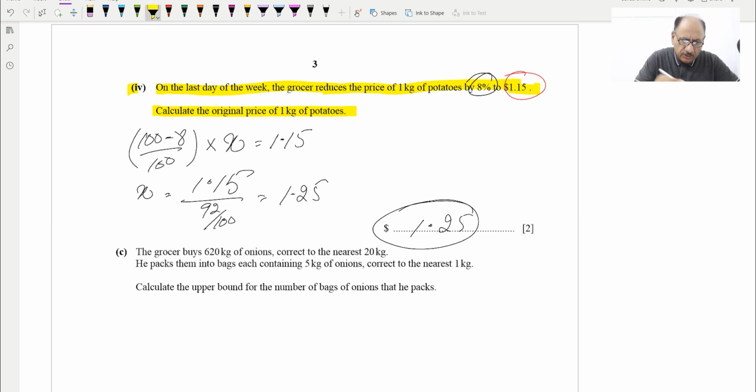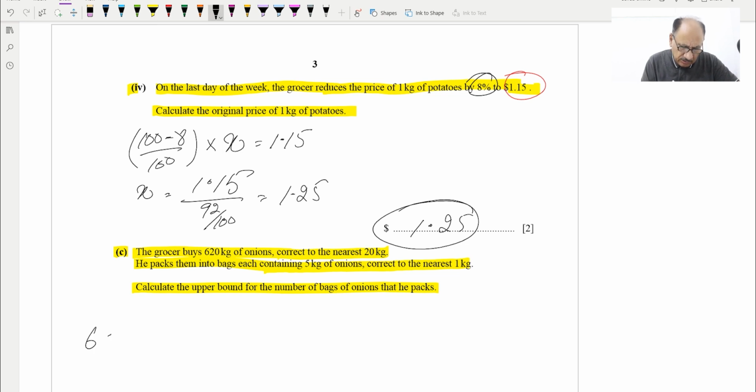This is also done. Now part C: the grocer buys 620 kg of onions, correct to the nearest 20 kg. So it's a lower bound, upper bound question. He packs them into bags, each containing 5 kg of onions, correct to the nearest 1 kg. Calculate the upper bound for the number of bags of onions that he packs.